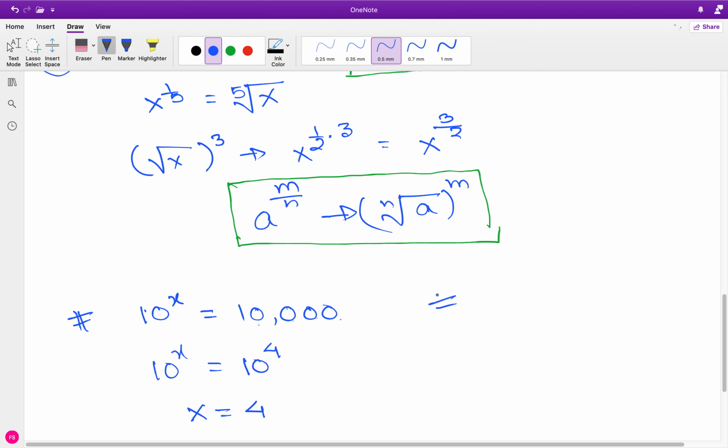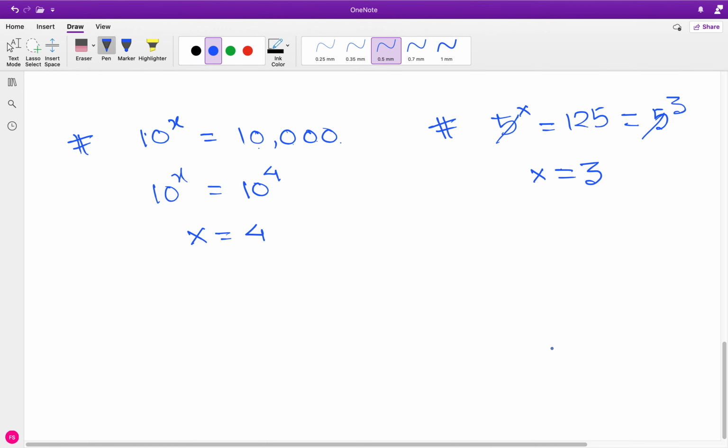Let me show you another example. What if we have 5 to the power of x equals 125? This number you can't simplify anymore, but this 125 you can actually write as 5 to the power of 3. So when you have the same base, you can just say the powers are equal to each other. That means x equals 3. Okay, so these are some easy examples.